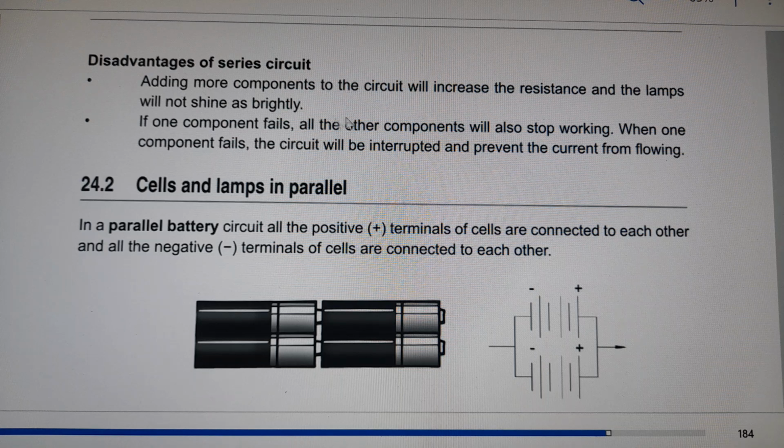Which means if we add more lights, and one component fails, all the other components will also stop. We have done this in the practical. If one bulb fails, then there will be no current flowing. When one component fails, the circuit will be interrupted and prevent the current from flowing. Okay, now let's look at the cells in parallel.